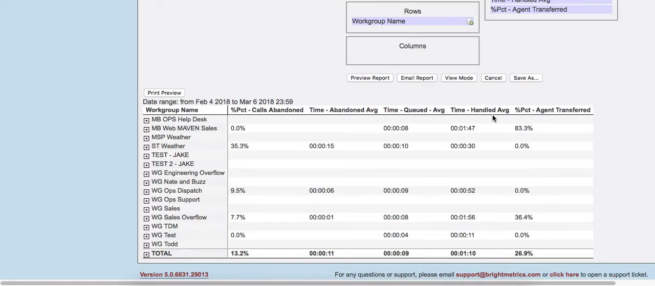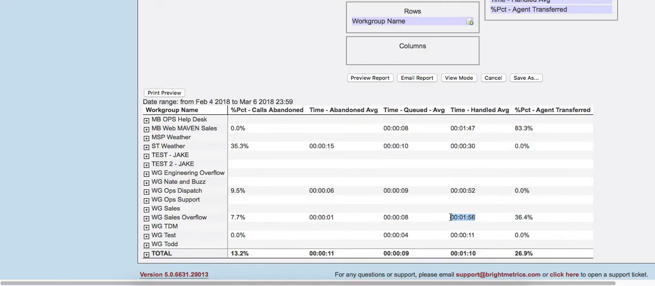The fourth and the fifth metrics, the handle time and the percentage of calls that are transferred by an agent, are really interesting to look at. This gives you an idea of our handle times. Similar to talk time, but it also has wrap-up time and hold time as well. So really, how long is an agent spending with each caller on average, right? Again, our sales overflow test group here, on average, 1 minute and 56 seconds. What's interesting, though, is look at the agent transfer percentage. 36% of the calls coming in here are getting transferred.